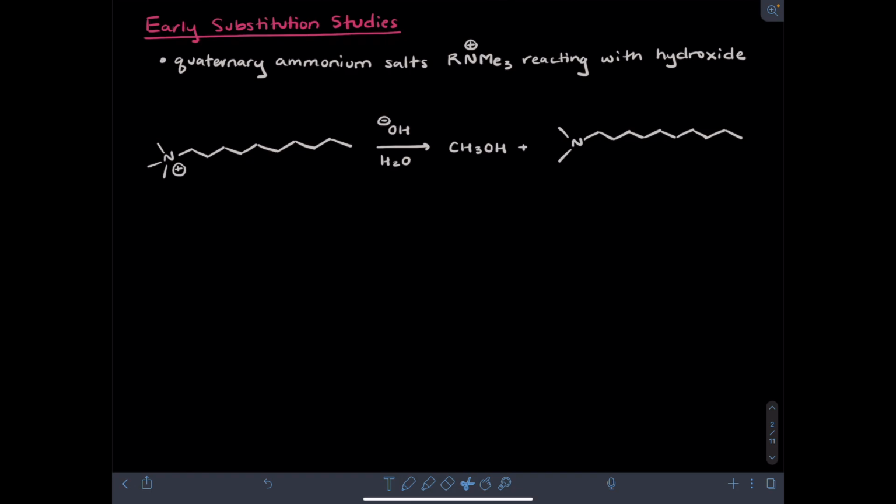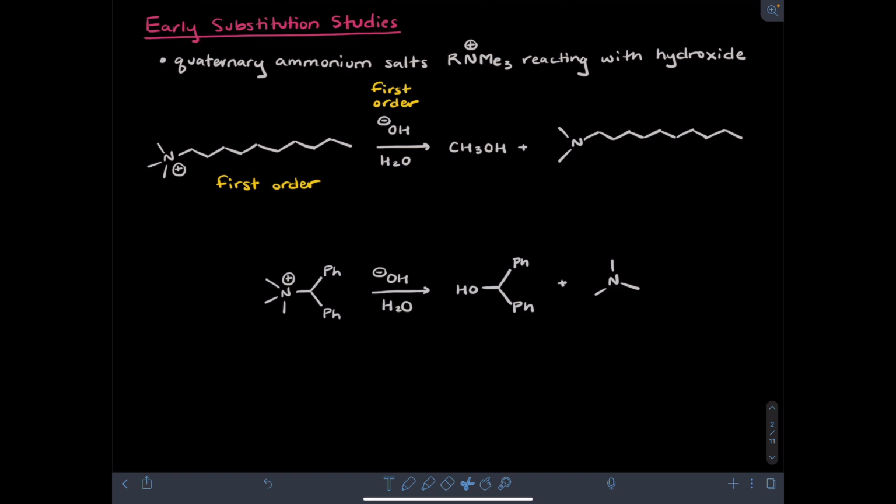From kinetics experiments, it was determined that this reaction was first order in the ammonium electrophile and first order in the hydroxide nucleophile. In a second experiment, the R group on nitrogen was varied and was replaced with a carbon attached to 2 phenyl groups. This was again treated with hydroxide, and in this case, the alcohol was formed with the carbons on the right side of the molecule rather than one of the methyl groups, and trimethylamine was produced.